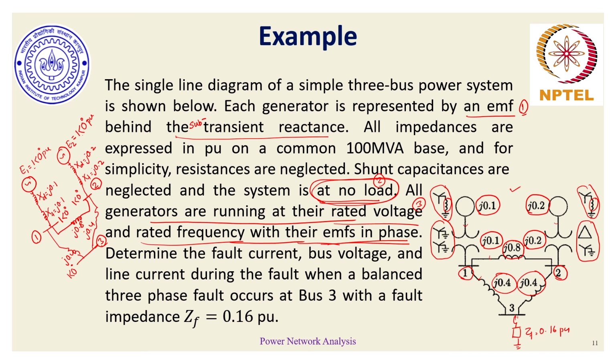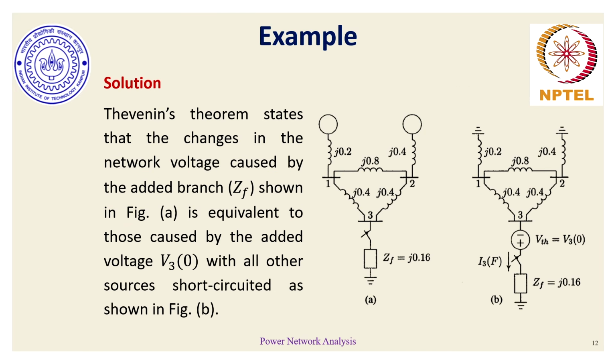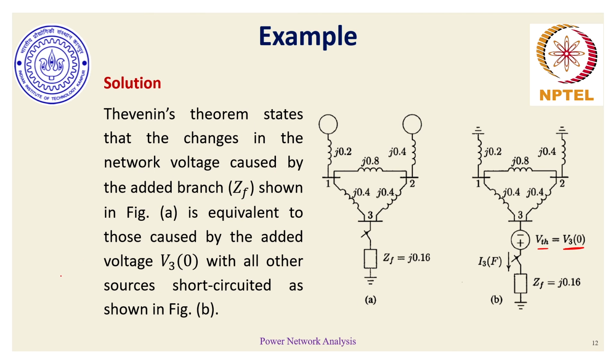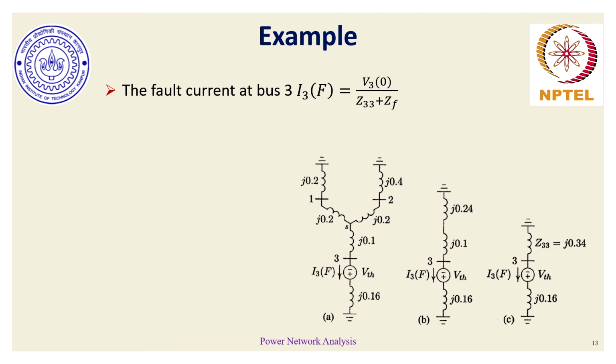0 being an arbitrary choice for reference, you could choose any other value also, although 0 degrees or 0 radian makes our life simpler. So with this as our pre-fault condition, we now apply Thevenin's theorem to understand what would be the implication of this three-phase short circuit fault. So let's do that. This three-phase short circuit fault can be analyzed by Thevenin's theorem. The Thevenin voltage at bus 3 with respect to ground is V30, which is the same value of 1 at an angle 0 degree because it's a pre-fault condition. So Thevenin voltage can be known.